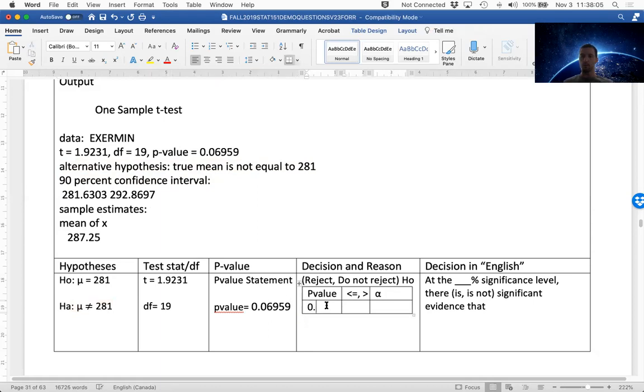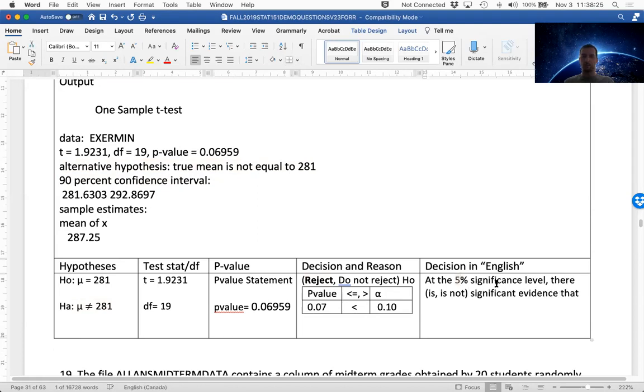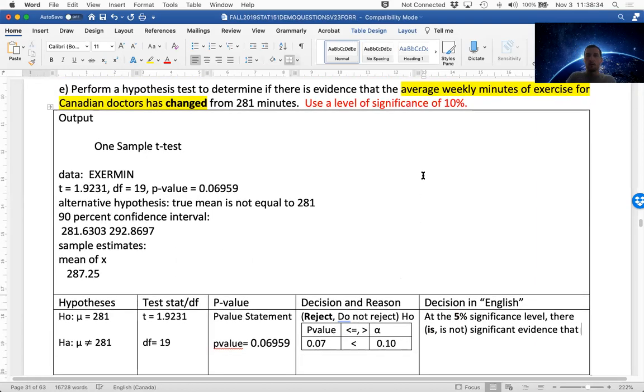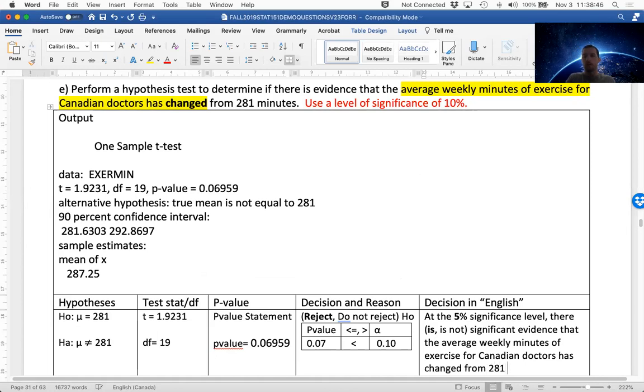Now all we have to do is compare our p-value to the significance level. In this case, 0.07 is less than 0.1. So we can reject the null hypothesis, and then we can say at the 5% significance level, there is evidence that the average weekly minutes of exercise for Canadian doctors has changed from 281 minutes.